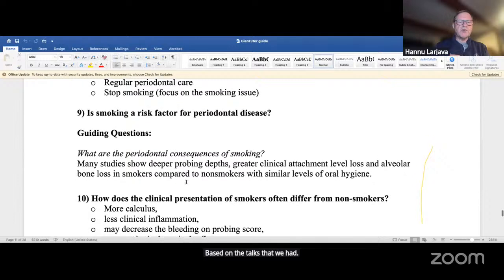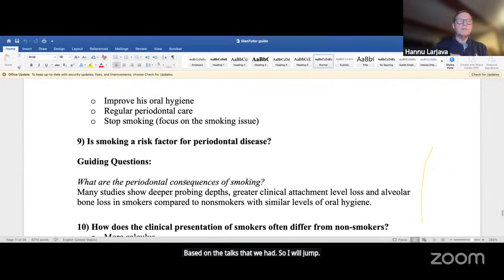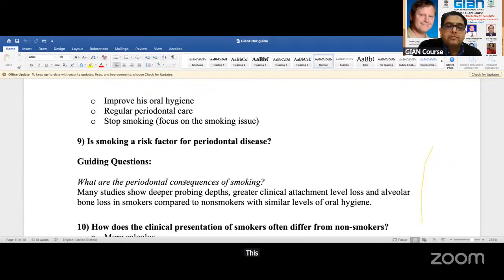So I will jump to question number 10. This question has to be answered by the AMU group. Please, AMU group, answer this question.